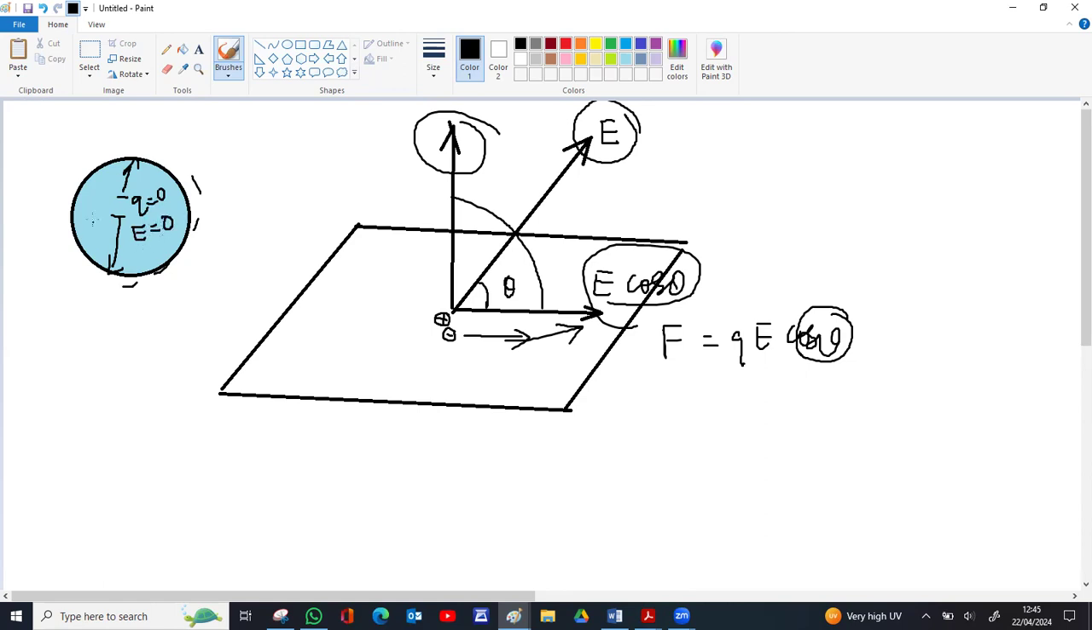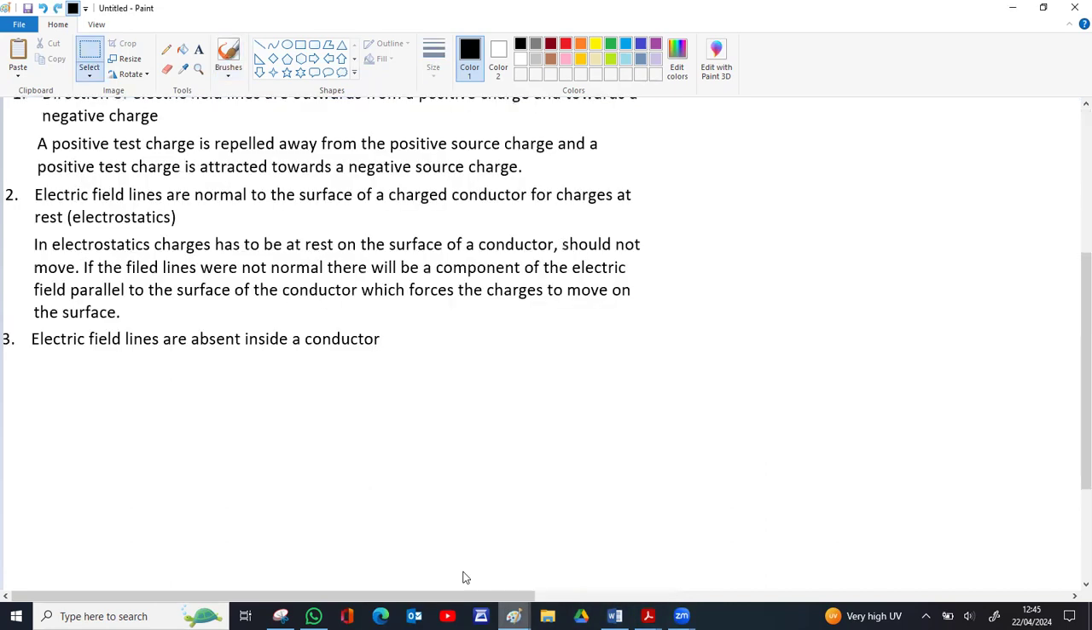The electric field is 0, so there won't be any force on a test charge. Even if you keep a test charge, the charge will not move. That means if the electric field is 0, there won't be any force. So electric charges don't move inside the conductor, and electric field lines are absent inside a conductor. The basic reason is that the electric field is 0 because there are no charges inside the conductor. Charges stay only on the outer surface of the conductor in electrostatics. So E is 0 means there is no force on the test charge. The field lines are not there because the charges don't move.